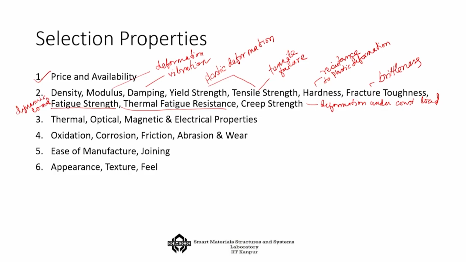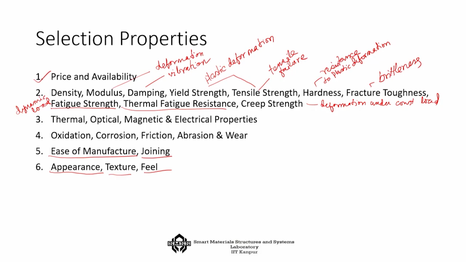And then we choose also a material from the ease of manufacturing point of view. Some materials are difficult for machining, like if you choose titanium, titanium is difficult to machine. So, ease of manufacturing is a very important issue, and the same thing is true from the joining point of view. And finally, last but not the least is how the material appears, the appearance, the luster. That is why we go for gold or we go for jewelries, the appearance, the texture, the feel of the material. This is also important in terms of designing a product.